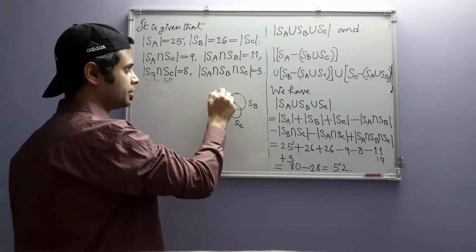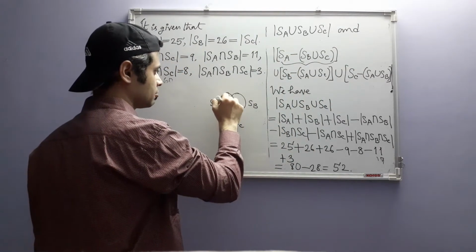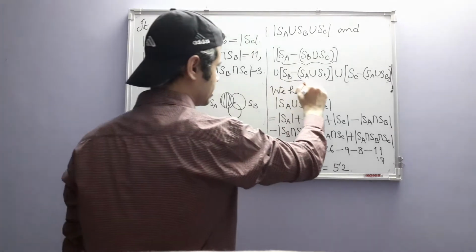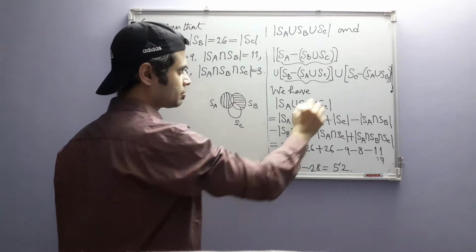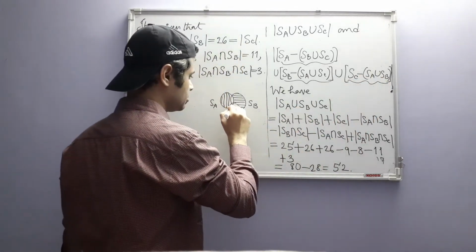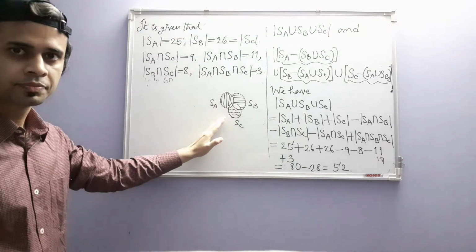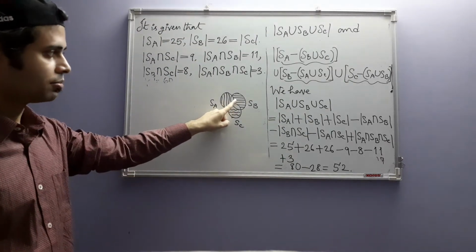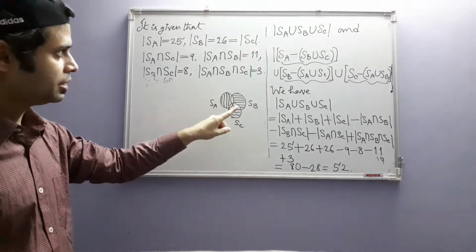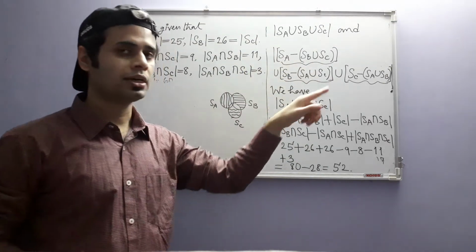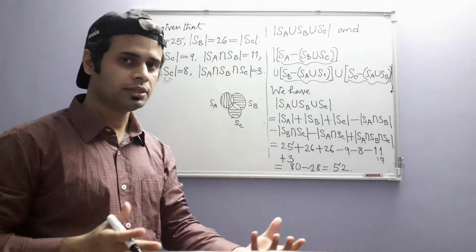If I redraw the diagram in a simple manner, this is the first set, and the first set is this. The second set is this. The third set is this. So these sets are mutually disjoint. No two of them or no three of them have any elements in common. So that means the number of elements in their union will simply be the sum of the number of elements in each of them.